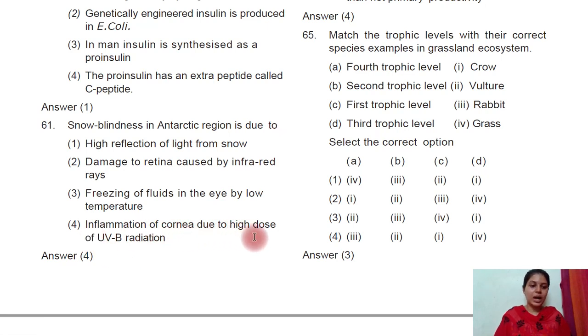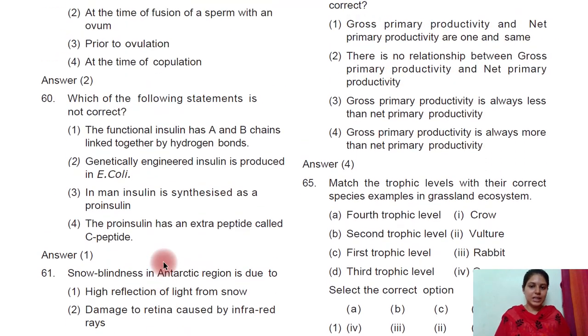Next question. Snow blindness in the Antarctic region is due to, we know that it is inflammation of the cornea due to a high dosage of UVB radiation, ultraviolet B radiation. They damage not only the skin, but also there is an inflammation of the cornea and the vision is blurred. So they are all mutagenic, UVB radiation. UVB is a part of UV, ultraviolet radiation. Next question.